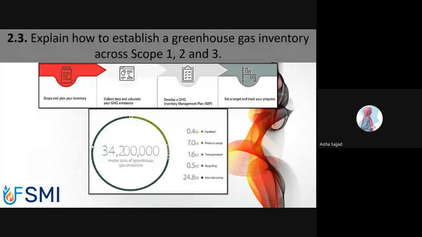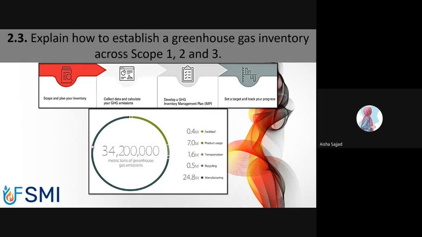The next assessment criteria is also very much related to greenhouse gas accounting. It is called greenhouse gas inventory. When we talk about greenhouse gas inventory, you will have to firstly understand the scope of the greenhouse gas emissions and plan your inventory in light of those. And then you will be collecting the data and calculating, with the help of certain calculations, what your GHG emissions are and where they are being produced from. And your GHG inventory management plan is the basic and most important point of this.